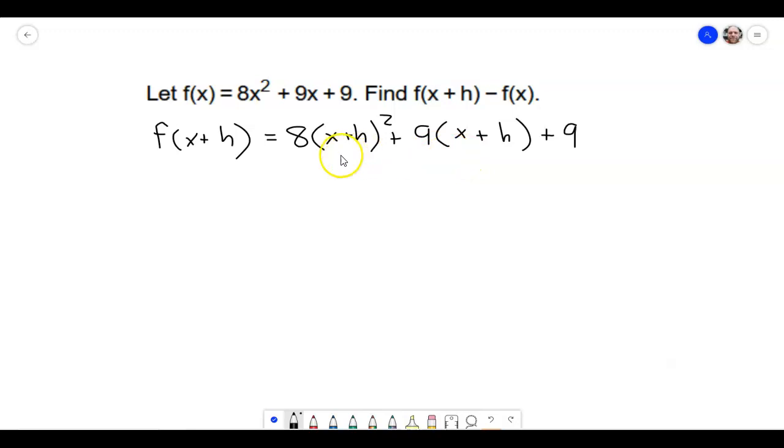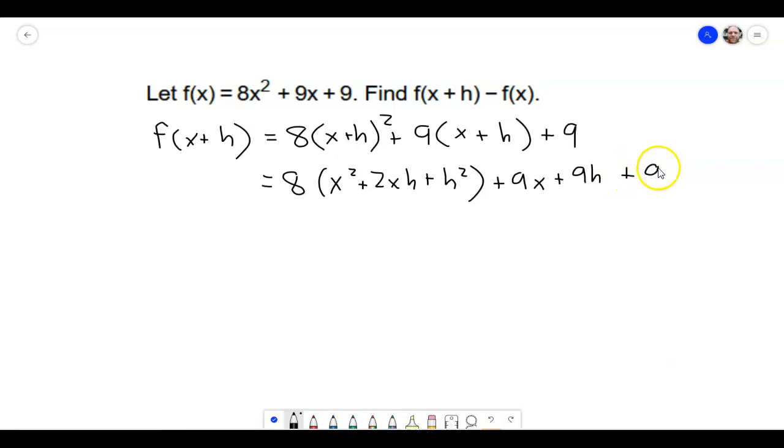Now let's go ahead and distribute this out and see what we get. So this is going to be 8. I'm going to go ahead and FOIL this x plus h because it's really x plus h times x plus h. So I'm going to get x squared plus 2xh plus h squared, plus, and I'm going to distribute this 9 here, so that's going to be 9x plus 9h plus 9.